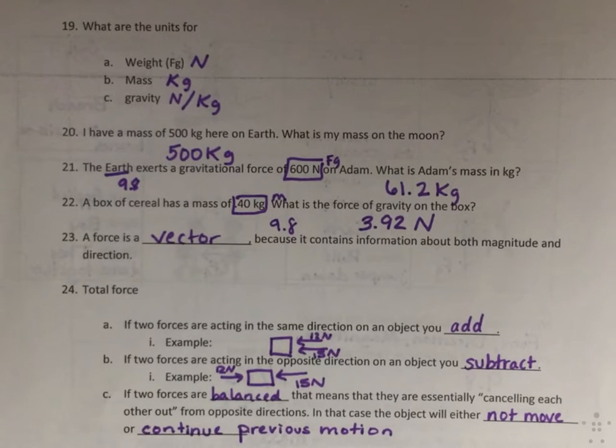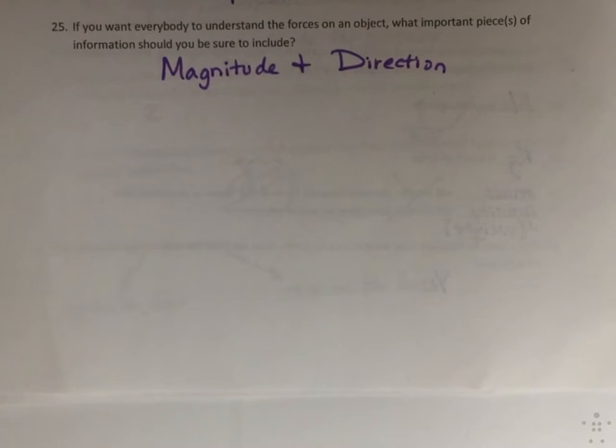Letter C, if two forces are balanced, that means they are essentially canceling each other out from opposite directions. In that case, the object will either not move or continue what it was doing before because there's no force to change it. Number 25, if you want everybody to understand the forces on an object, what important pieces of information should you be sure to include? If you want me to understand what sort of force is going on, you need to tell me the direction that force is going and the strength of that force, so magnitude and direction.